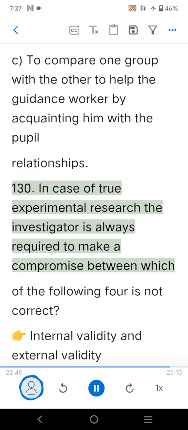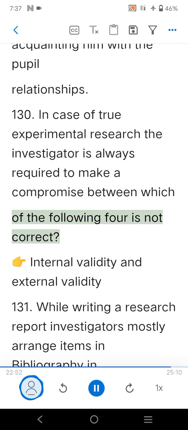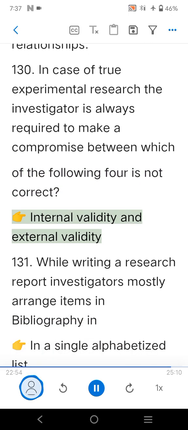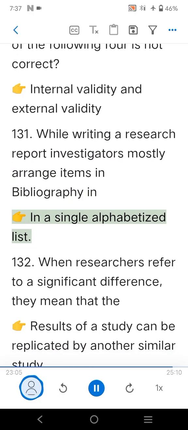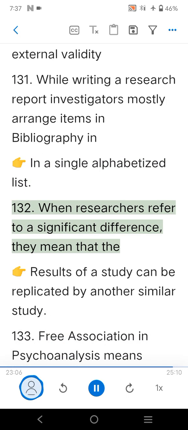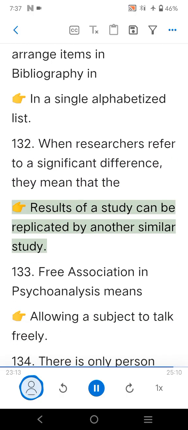130. In case of true experimental research, the investigator is always required to make a compromise between which of the following? Four options; which is not correct? Internal validity and external validity. 131. While writing a research report, investigators mostly arrange items in bibliography in a single alphabetized list. 132. When researchers refer to a significant difference, they mean that the results of a study can be replicated by another similar study.